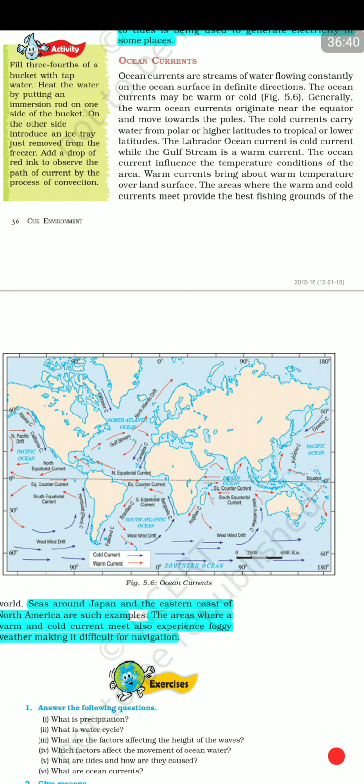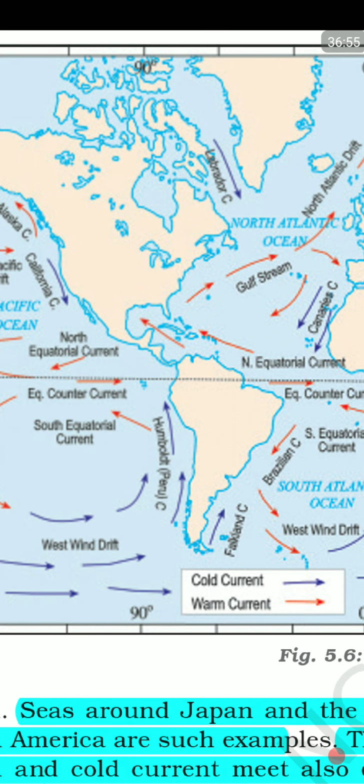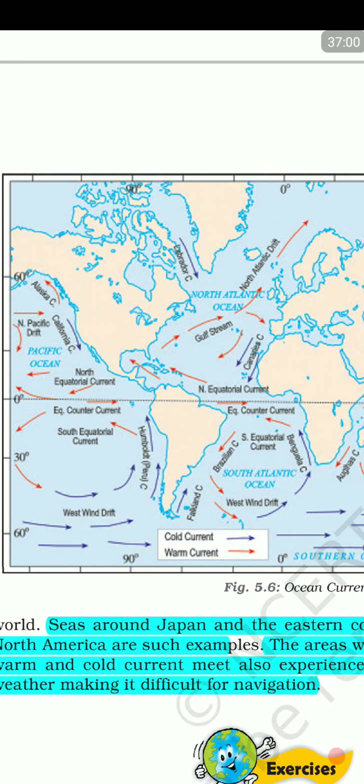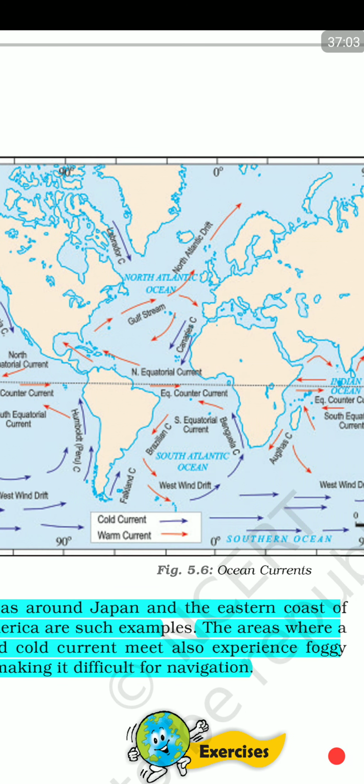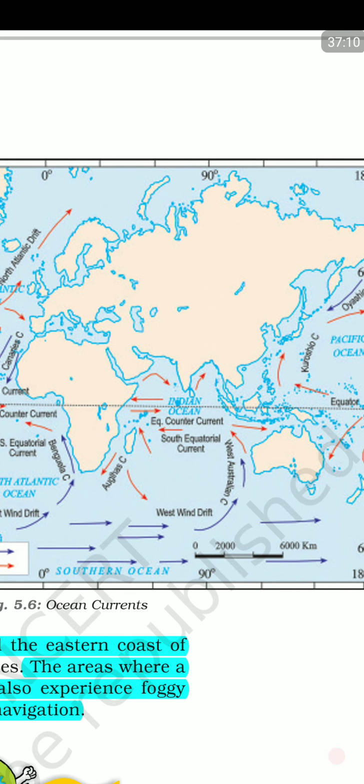And some of the names of ocean currents, if you allow me to tell, the cold currents are the Peru current, also known as Humboldt current, on the west coast of South America. On the west coast of Southern Africa, we have Benguela current. And on the west coast of Australia, we have West Australian current. These all are cold currents, right?